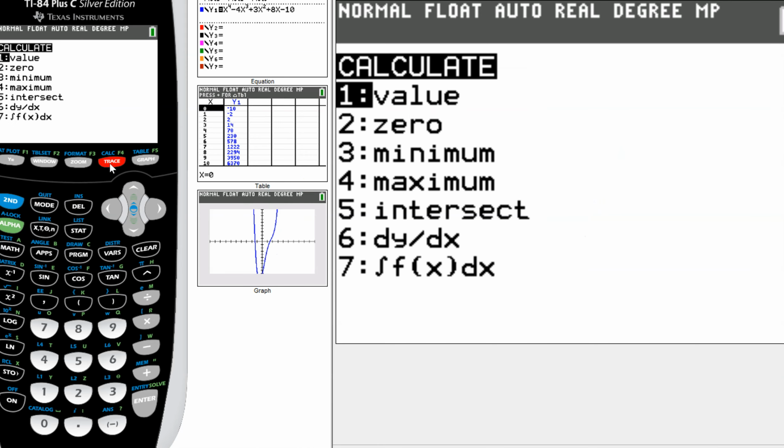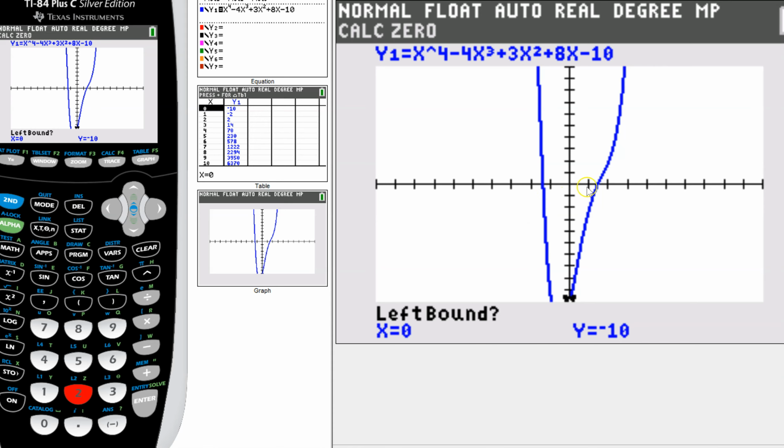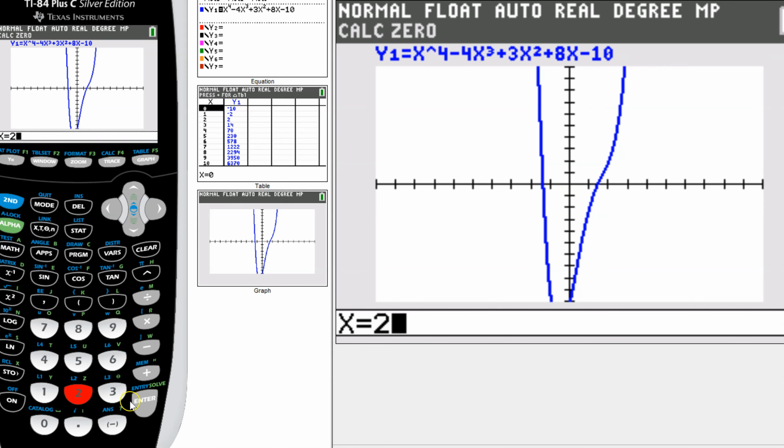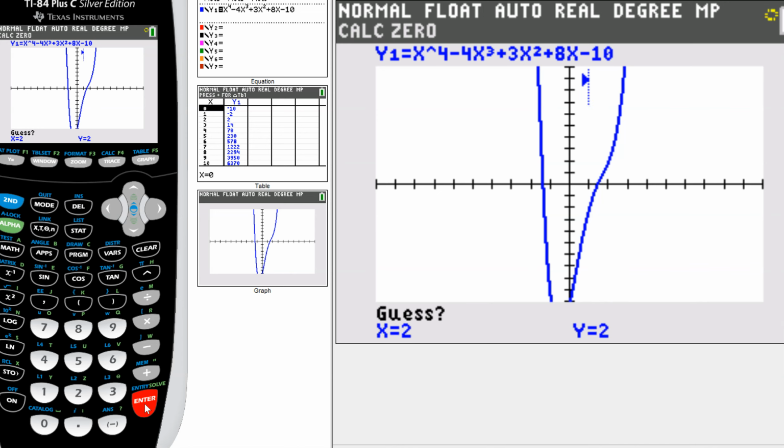So second calc, intersect number 5 was not what we want. We want zeros, number 2. And we want left and right. And so 1 and 2. So our left bound is 1, right bound is 2. And hit enter and hope that it's nice. And it's 1.4141. That's the square root of 2.